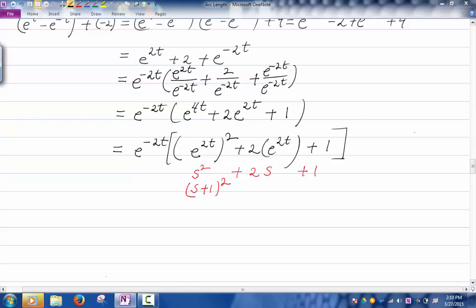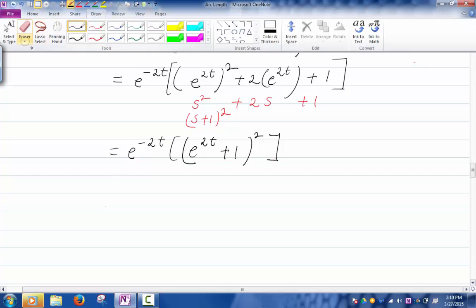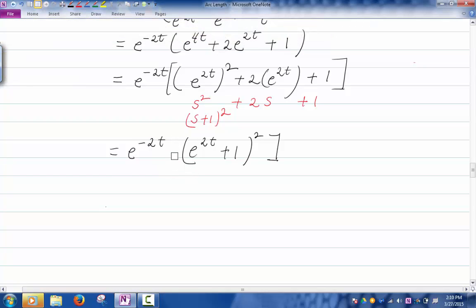So what am I getting then? What I'm getting then is e to the negative 2t, and inside the brackets, what I have is e to the 2t plus 1 squared, right? Everybody agrees? Remember, S was e to the 2t. So I have done what I wanted to do. Let me just not use the brackets because we don't really need that. So let me erase the brackets here.